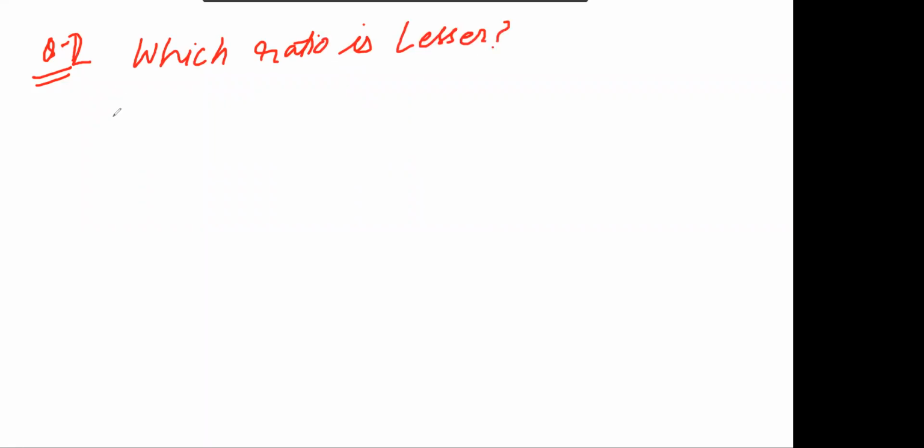Question second: which ratio is smaller? So beta, this question is also like question 1. It is saying which ratio is lesser. In order to do this, the first question is 9 upon 17 or 8 upon 15. So which is lesser? Do the same thing, cross multiply.